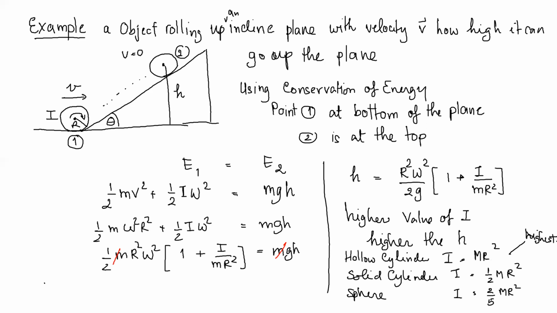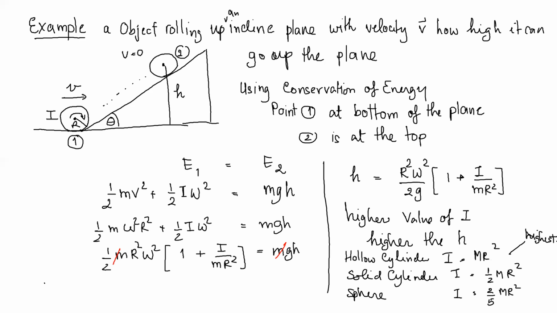equal to mgh. So we have the height that it can roll up to be R squared omega squared over 2g, and then times (1 plus I over mR squared). So the height of the object that goes up will depend on the moment of inertia of the object.